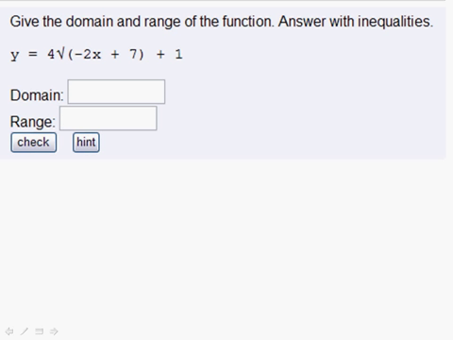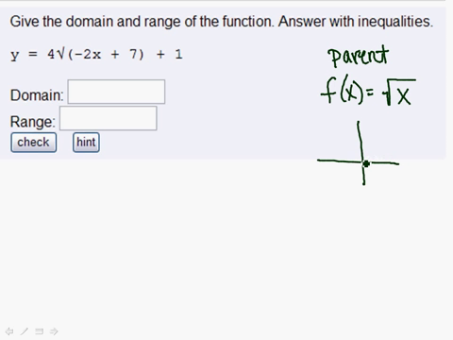Give the domain and range of the function, answer with inequalities. If we look at our parent function for this function here, our parent of this function would be square root. So we have f of x equals the square root of x. Our parent function graphed would look something like this.